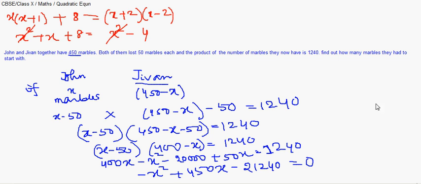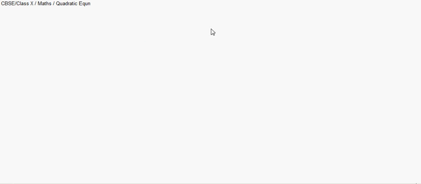Now if I need to write this properly and want to remove this negative in the first term, it becomes x square minus 450x plus 21240. Now let's take up another question, again on representing this in quadratic equation format.